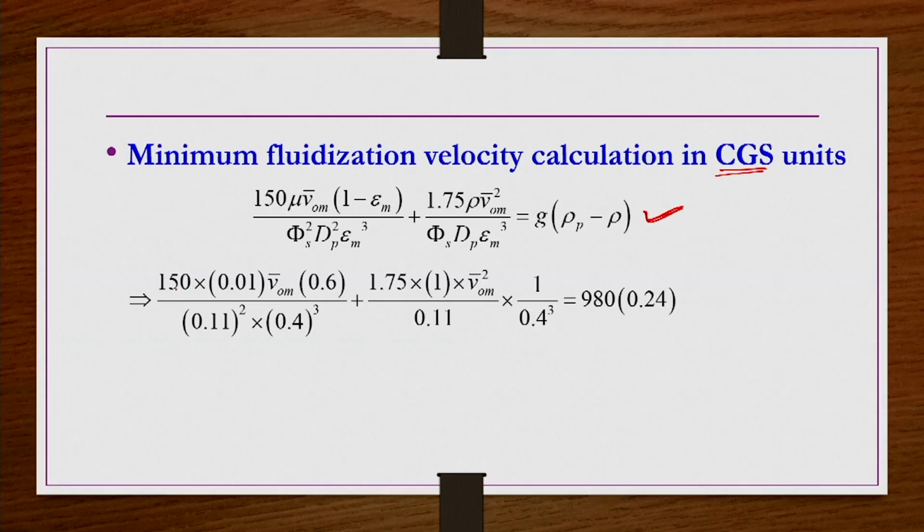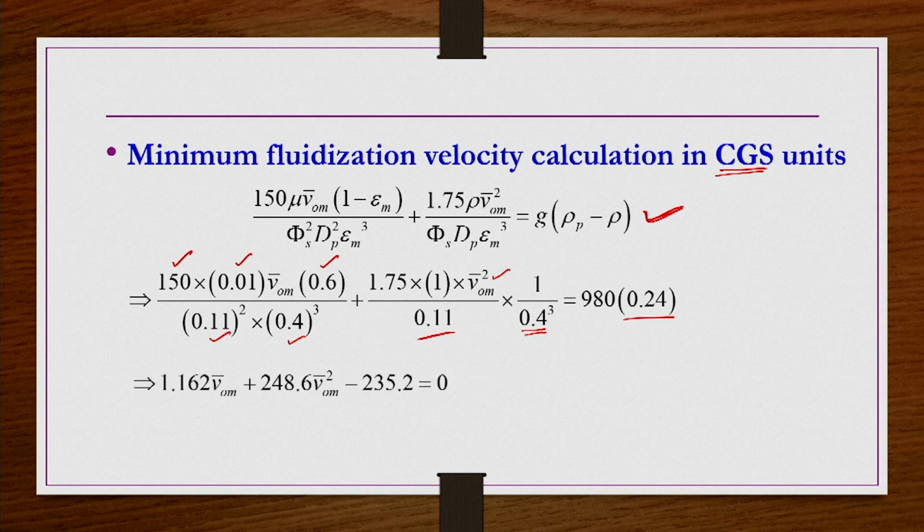So, 150 here is a constant, viscosity is 0.01 poise, U_0m bar is not known, 1 minus 0.4 is 0.6, phi_s square is 1 because it is spherical beads, dp is 1.1 mm, so 0.11 centimeter square, and then epsilon m is 0.4, plus 1.75, rho is 1000 kg per meter cube, so 1 gram per cc, U_0m bar square we do not know, divided by phi_s which is 1, dp is 1.1 mm so 0.11 centimeter, and then epsilon m cube, 0.4 cube, is equal to g which is 980, and then rho p minus rho is 1.24 minus 1, so that is 0.24.